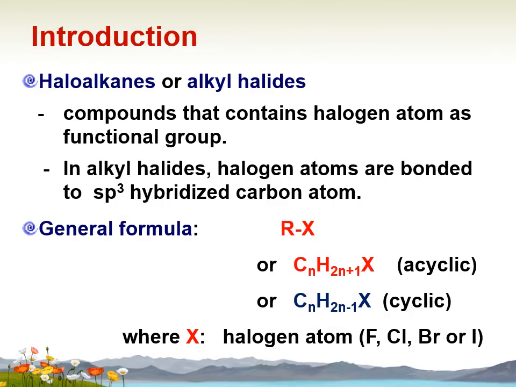Haloalkanes or alkyl halides are organic compounds that contain a halogen atom as functional group. The halogen atom will be bonded to an sp3 hybridized carbon atom. The general formula is RX, or CnH2n+1X for an acyclic compound, or CnH2n-1X for a cyclic compound, where X is any halogen atom, whether fluorine, chlorine, bromine, or iodine.